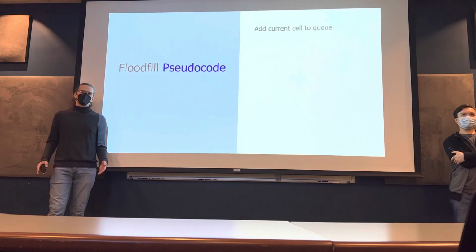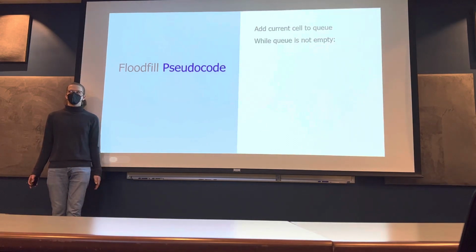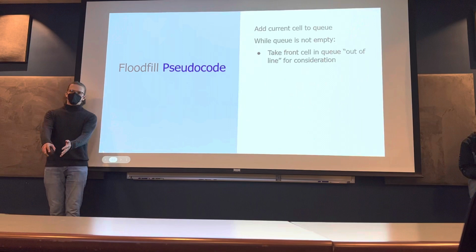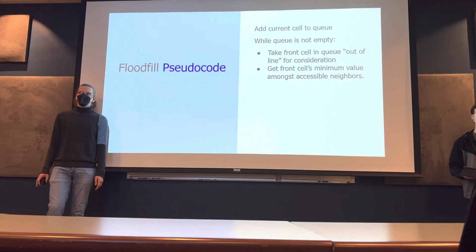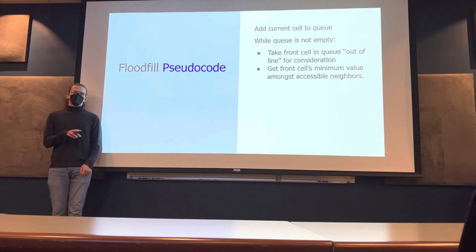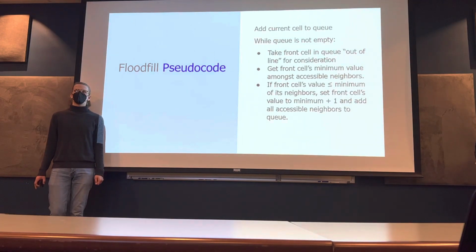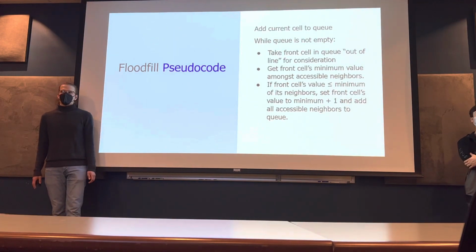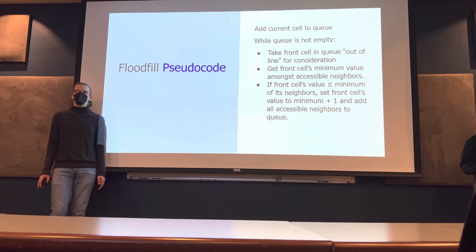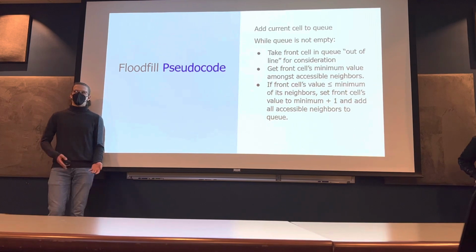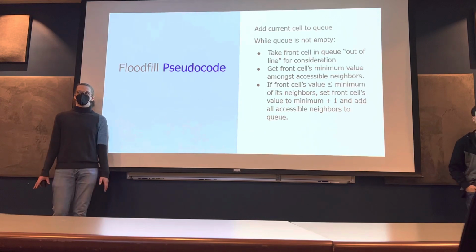But basically, we're going to start by adding the current cell to the queue, and then while the queue is not empty, we take the front cell from the queue and basically take it out of line for consideration. Then we look at that cell and look around at the neighbors that are accessible, not blocked by walls. If that cell is less than the minimum of its neighbors, then we need to reset that front cell to be the minimum plus 1, and then add those accessible neighbors to the queue.